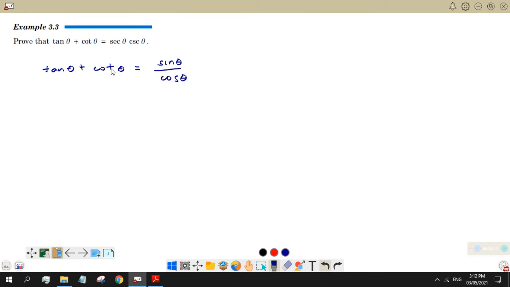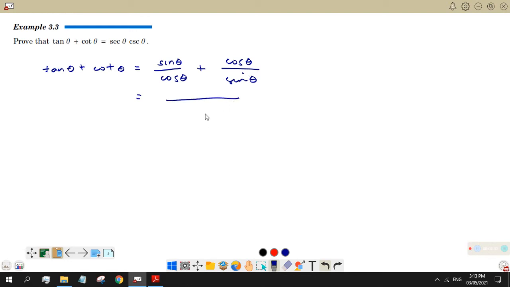Now, what do we know about cotangent theta? I-add natin, substitute natin yung trigonometric function value ng cotangent theta. We know that this is equal to the reciprocal of the tangent theta, which is cosine theta over sine theta. Now, let's try to add them up.